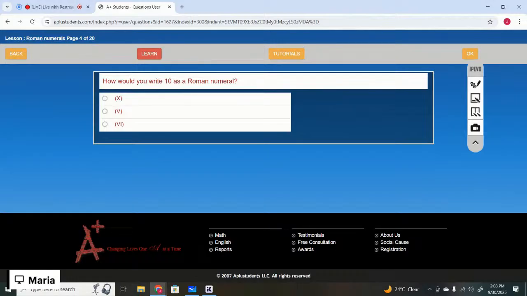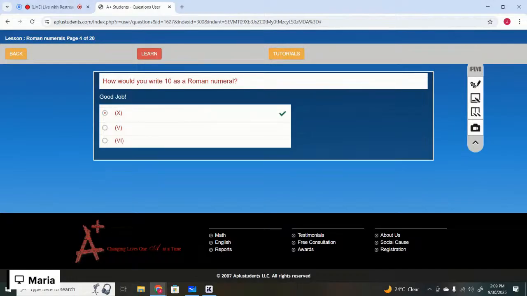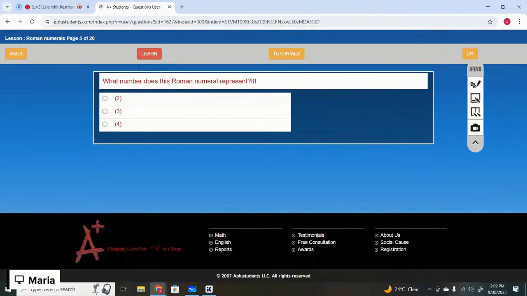How would you write 10 as a Roman numeral? So 10 we can write as X. Option number 1 is the correct option. What number does this Roman numeral represent? So this Roman numeral represents 3. Option number 2 is the correct option.